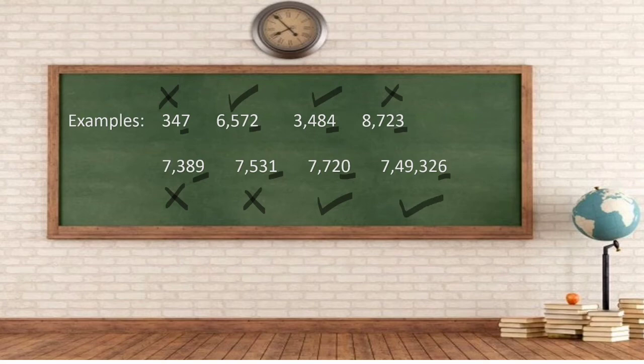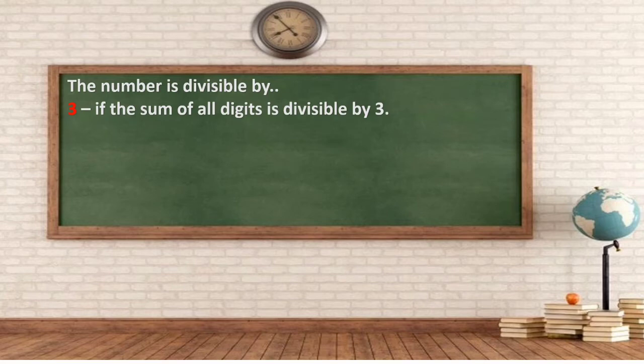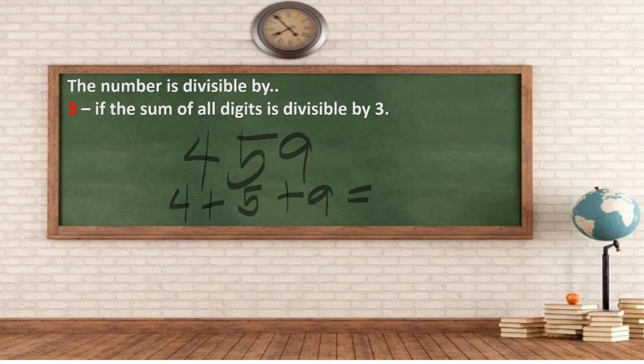Okay. Rule. The number is divisible by 3 if the sum of all digits is divisible by 3. Okay, example. 459. Okay, the sum of all digits. So 4 plus 5 plus 9. So the answer is 18. 18 is divisible by 3. So the number 459 is divisible by 3.